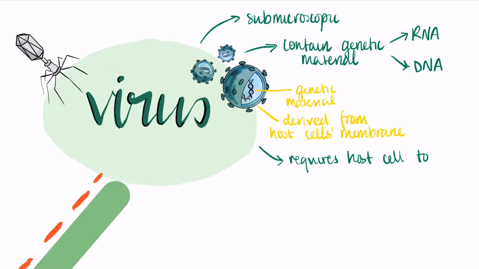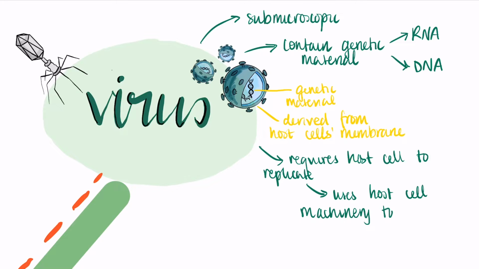Because they are part of this non-living group, they actually require a host cell to replicate. They're not able to reproduce on their own, and they come in and take over host cell machinery to replicate. This includes the ribosomes, for example, to take that genetic material, transcribe it, or if it's RNA already, to just translate it into the proteins that are required to make the future viral particles.